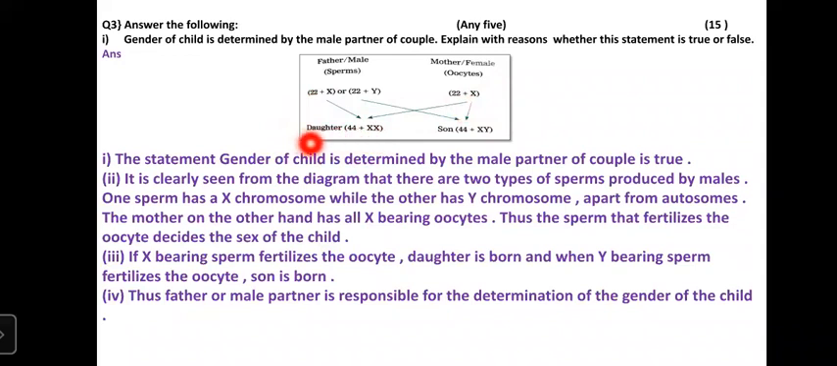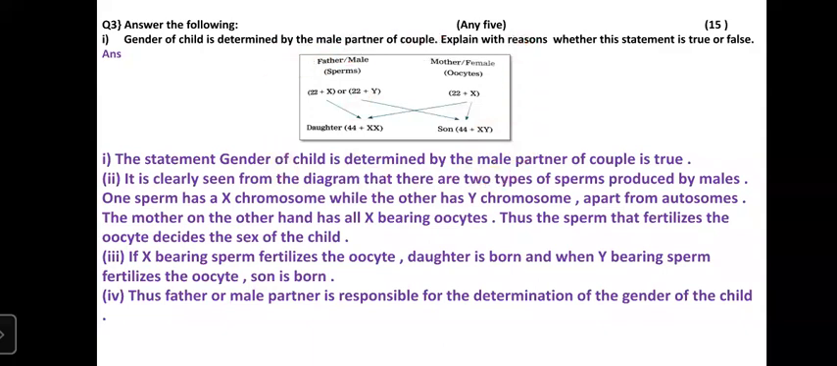So the resulting, what will happen? Daughter will be born. Suppose from the male gametes 22 plus Y combines with 22 plus X of oocytes, it results into 44 plus XY. So here son is born. Okay, so you should remember this. You have to draw this or write this.